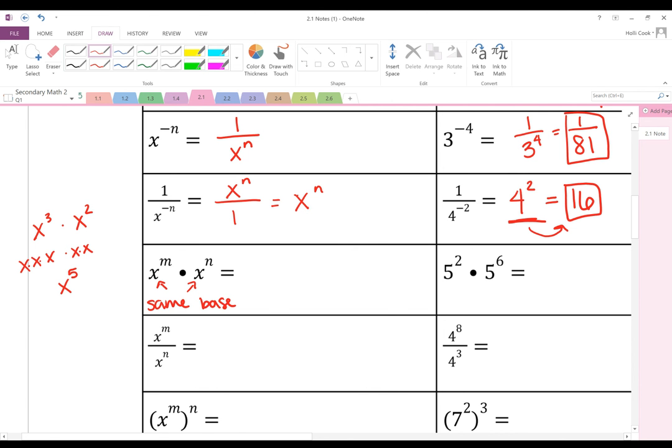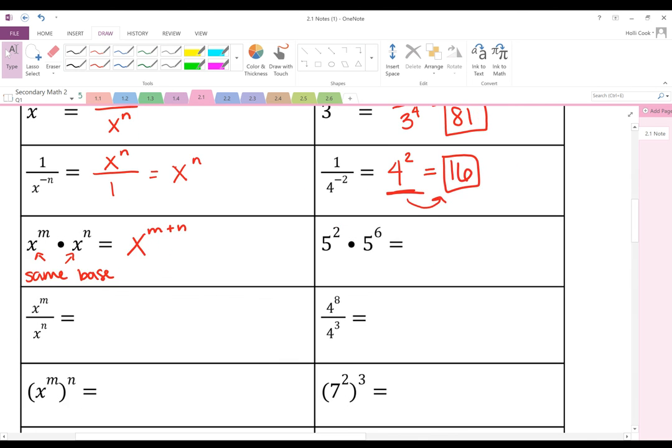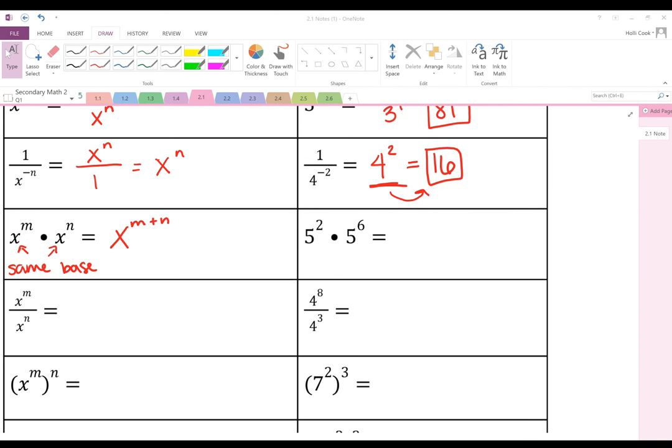All we're doing is counting up how many x's we have, and our shortcut for that is to add the exponents. If we do 3 plus 2, we get 5. So our shortcut is just adding them. If we look at this example, we have 5 squared times 5 to the 6th. We keep the 5 and add our exponents: 2 plus 6, we get 5 to the 8th power. Then we need to type that in the calculator, and you should get 390,625.